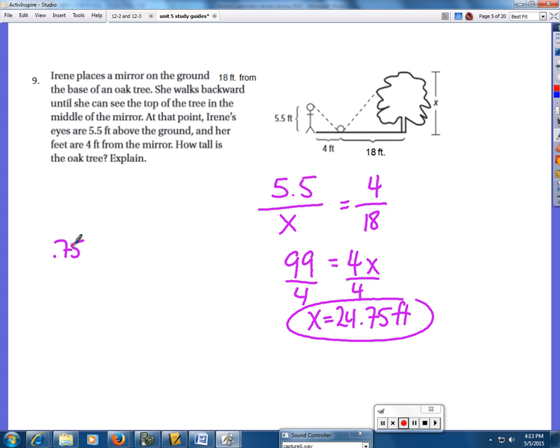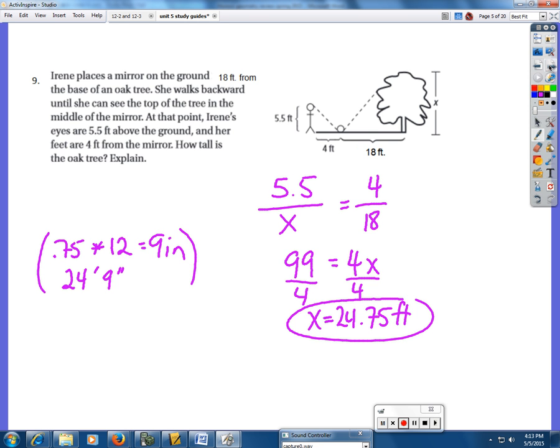Now, if I wanted to change that to feet and inches, you could say 0.75 feet times 12 inches, and that would be 9 inches. So this is also 24 feet 9 inches if you wanted to put it into feet and inches. That's just an FYI. You can leave it just like this for the test.